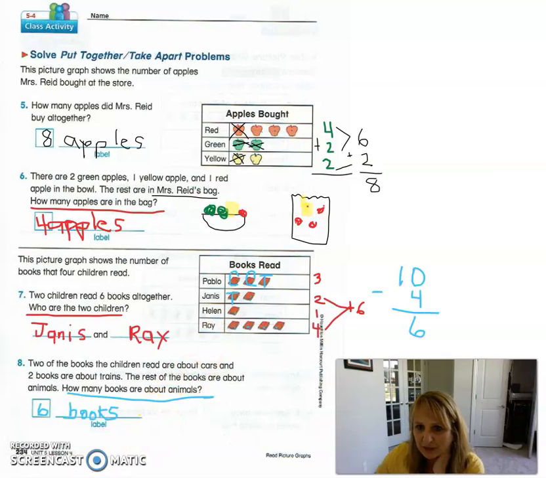Okay, are you back to check? All right. Did you say Janice and Ray were the 2 children that had 6 books altogether? Yes. And how many books were about animals? What I did is I wrote a C on 2 books, which meant those 2 were about cars, and these 2 were about trains. And then I counted how many books were left, and I knew that's how many books were about animals.